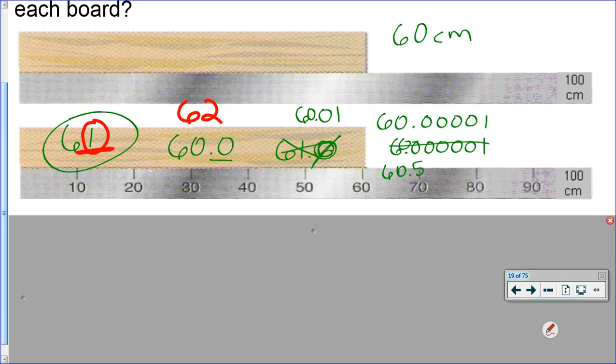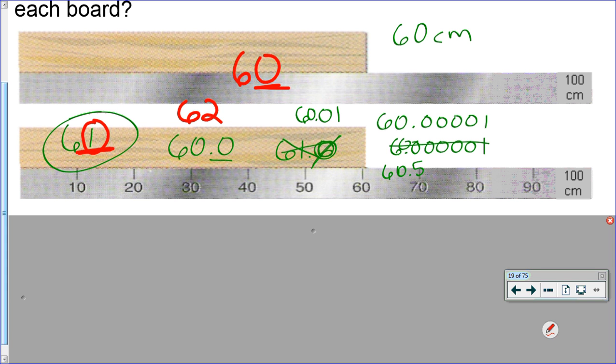Is he still correct? I guess. Don't guess. Why? Layla? Because it's not on the line. It's not exactly 60. Correct. 60 is certain. So you can say 60, and you're still okay, because this is doubtful. But you cannot say 60.0, because if it's 60.0, then it has to be on the line, and that is not on the line.